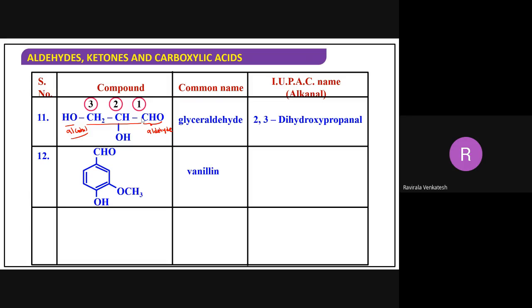If you observe, we call this one vanillin. It is there in the textbook. For the IUPAC nomenclature, we have to give numbering from the aldehyde, because aldehydes have higher priority than ethers, alcohols and phenols. Therefore, 4-hydroxy in alphabetical order, and 3-methoxy benzaldehyde. This is the methoxy group, and this part is the hydroxy group.